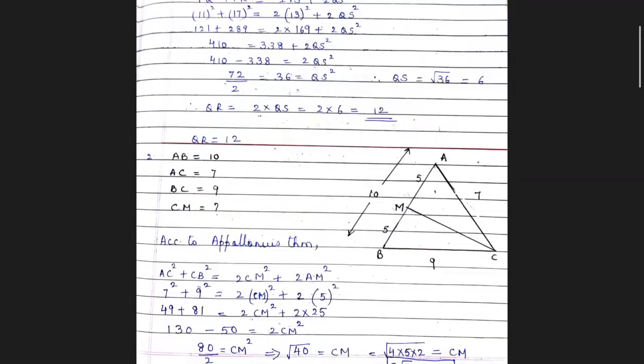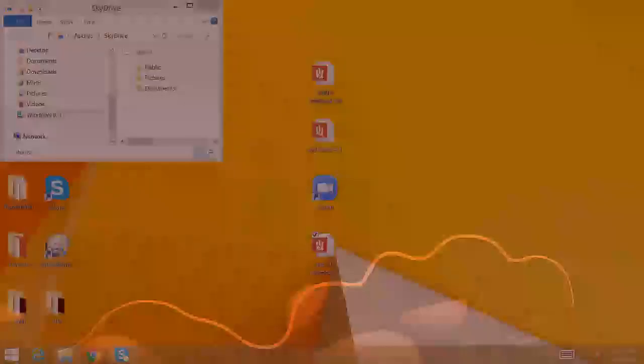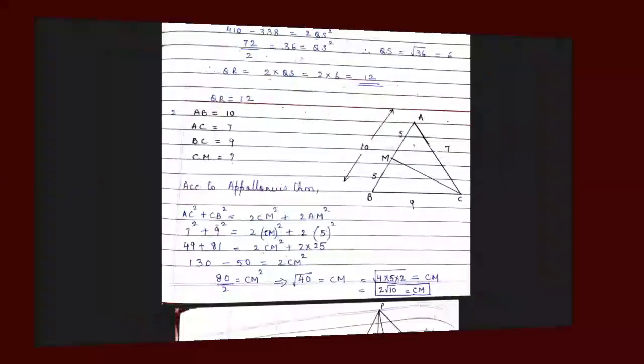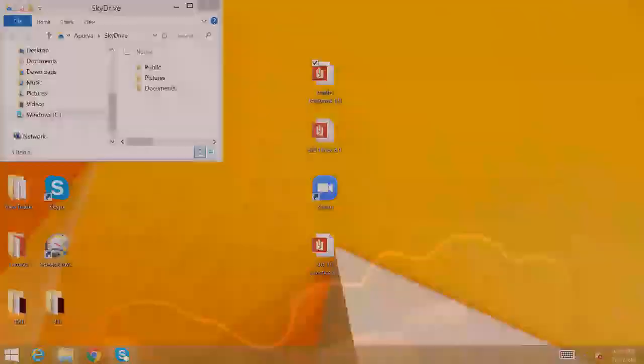Okay. Question number 2. This is your figure. ABC is the figure. CM is the median. Now you are given AB as 10. Since CM is a median, we'll go to the question once just to check. Question number 2. In triangle ABC, AB is 10, AC is 7, BC is 9. You have to find the length of the median drawn from the point C to the side AB. Okay, so that's your question.